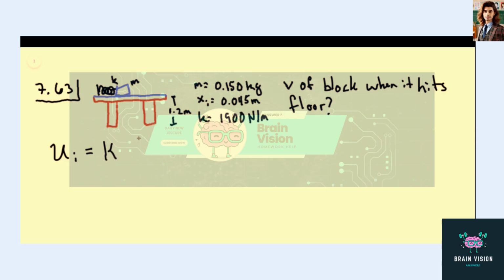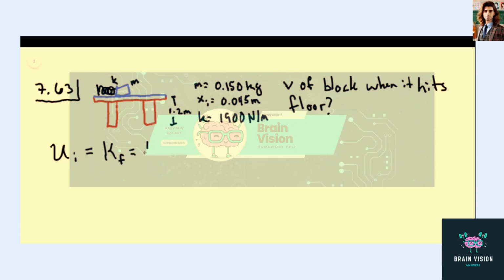And then at the end, it's at the floor level, so there's no gravitational potential energy, and the spring is long since been left behind, so there's no elastic potential energy, no potential energy in the final condition.